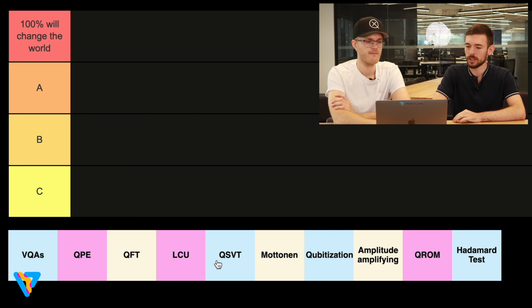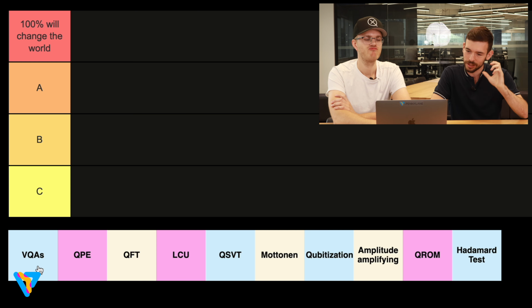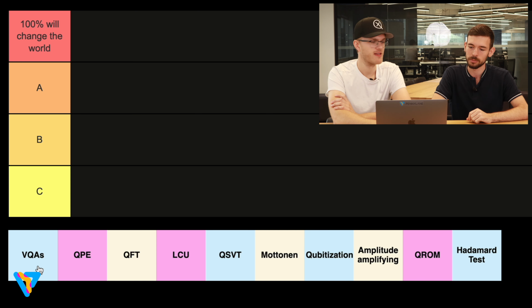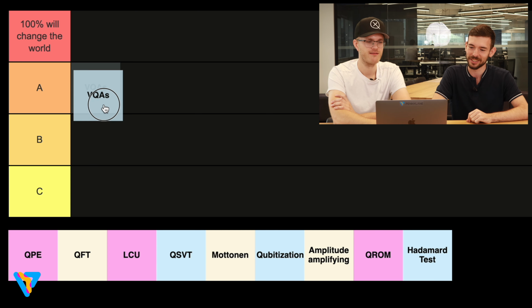Yeah, I would say people that come from the classical world in machine learning can easily understand the idea. So are we thinking A then? Yeah, I would say A tier. Okay, A tier? Okay, I don't disagree with that.